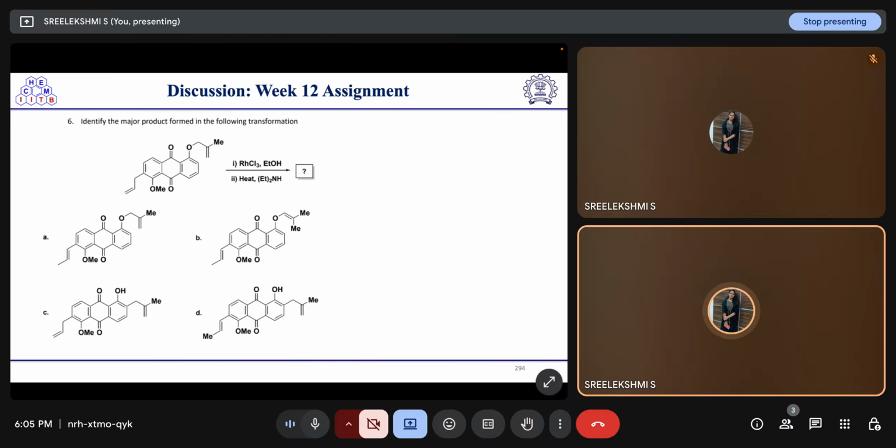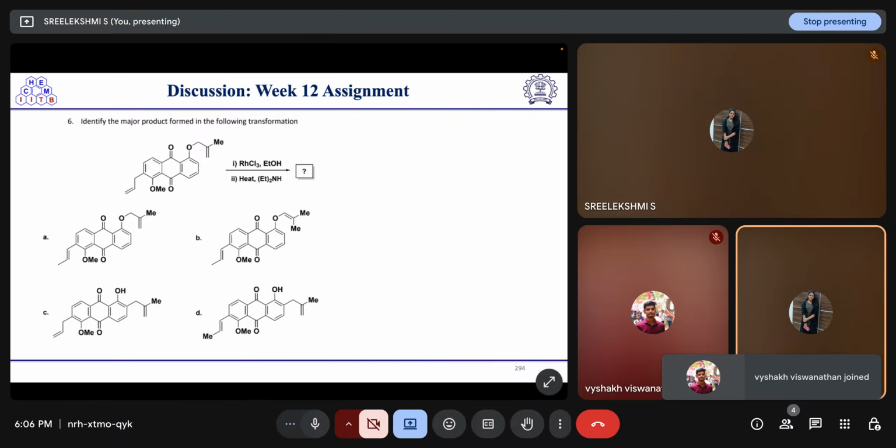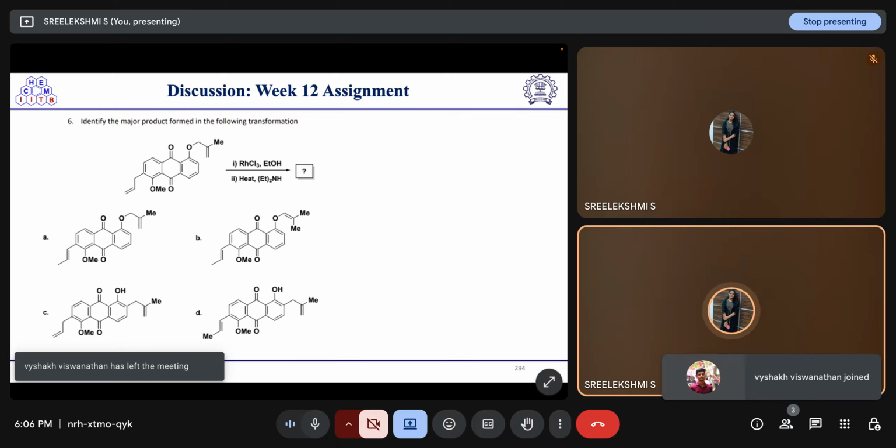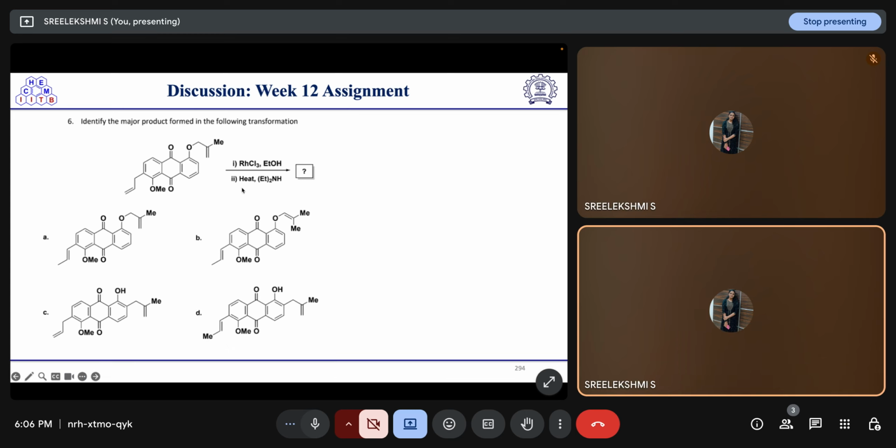Moving to the sixth question of the assignment, identify the major product formed in the following transformation. So this particular aromatic compound, upon treatment with rhodium trichloride in ethanol and then heating in the second step with diethylamine, which would be the major product here? So this is a two-step reaction. In the first step, the compound is treated with rhodium trichloride in ethanol, and in the second step, whatever product was obtained is heated with diethylamine. So which will be the major product here?